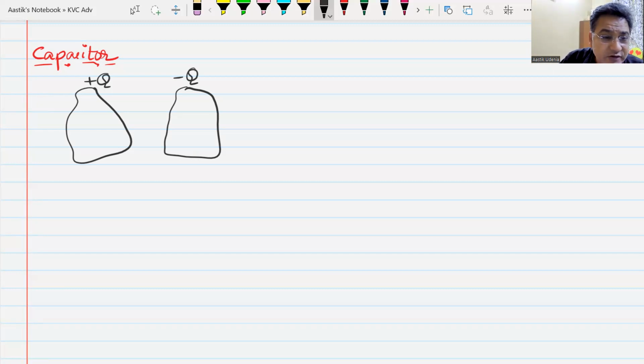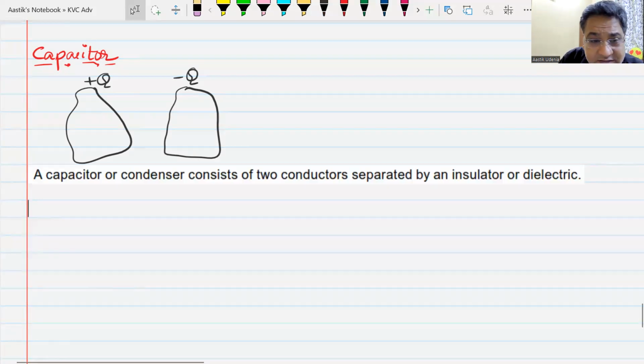This combination of two conductors which are separated by a small distance, this distance can be filled with dielectric. This separation could also be filled with vacuum. This combination is known as a capacitor. Do we understand this? Yes, sir.